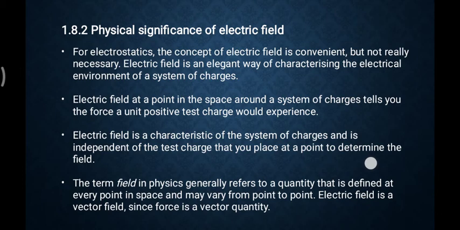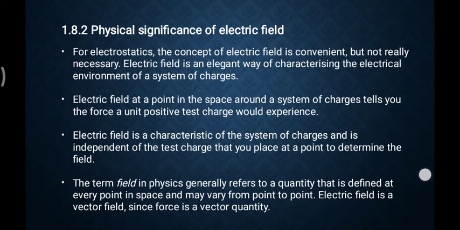This is the importance of it: the electric field is a characteristic of the system of charges, and it is independent of the test charge, but the place of the point determines its field. It is independent of the point charge that exists. We have also seen this in the expressions in the earlier talk. The field, and this is very important, in physics generally refers to a quantity that is defined at every point in space and may vary from point to point.